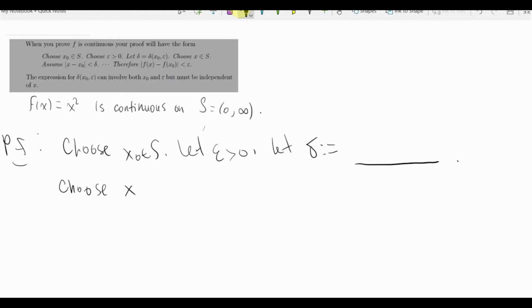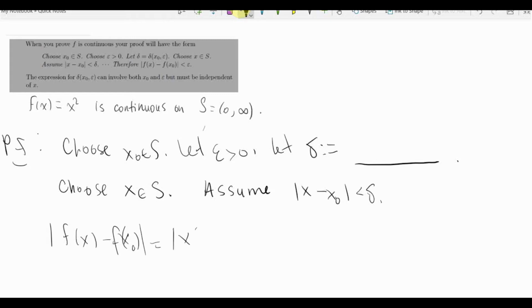Okay, so as in the gray box, choose your x in S. And now we're going to just make our key assumption here, that x and x naught are at most delta apart. Okay, so let's just start as we normally would by computing this difference here. If you do this, you will get, so x squared minus x naught squared is actually going to factor as a difference of squares. And the reason that this is nice is because we see this term appearing here, this factor. And we have our assumption about this factor, that this is at most delta.